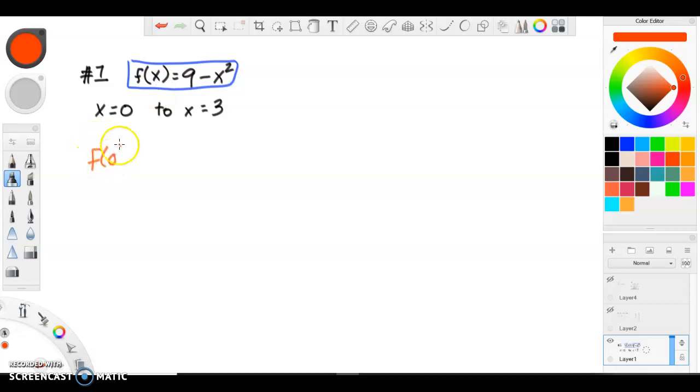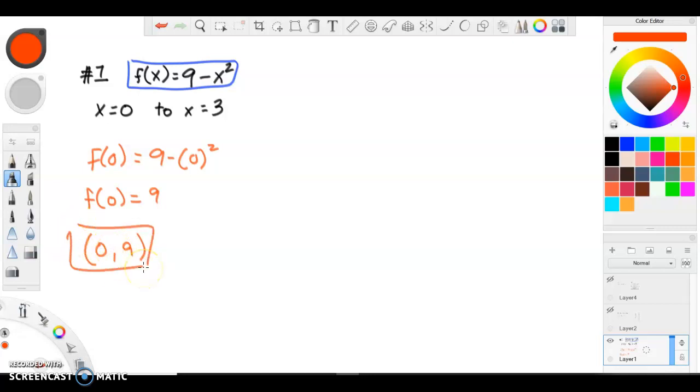f of 0 is equal to 9 minus 0 quantity squared. 0 squared is nothing, so this just turns into f of 0 equals 9. Cool. So I plug in 0 and I get 9. That's our first pair to work with. Then we'll go ahead and plug in 3.